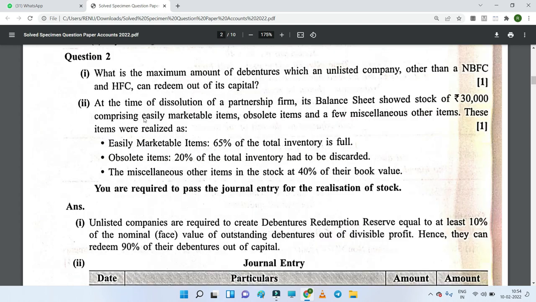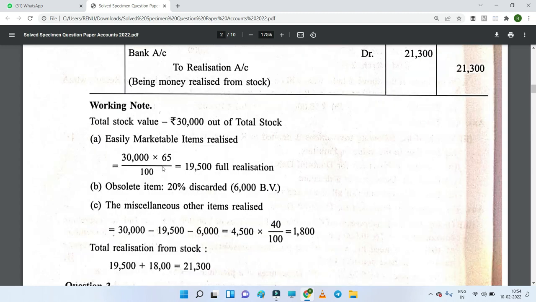After that, we have another question: at the time of dissolution of a partnership firm, its balance sheet showed stock of 30,000 comprising easily marketable items, that is 65%, obsolete items, that is 20%, and a few miscellaneous other items, realized at 40% of their book value. So first of all, we need to find 65% of this 30,000, because 65% is easily marketable inventory. So 65% of 30,000 is 19,500, which is fully realized, and 20% of this 30,000 would be 20 by 100 into 30,000, which comes out as 6,000.